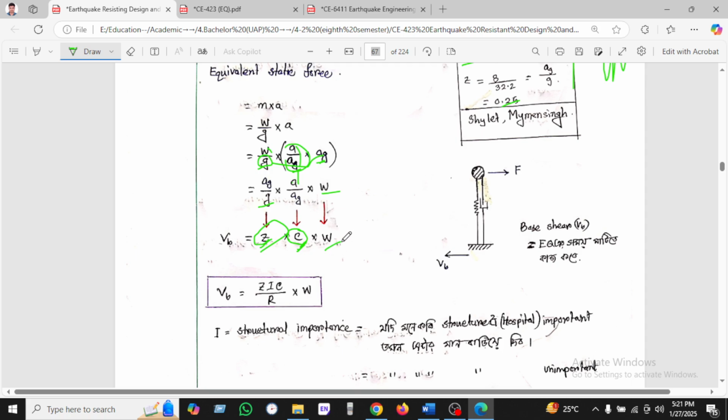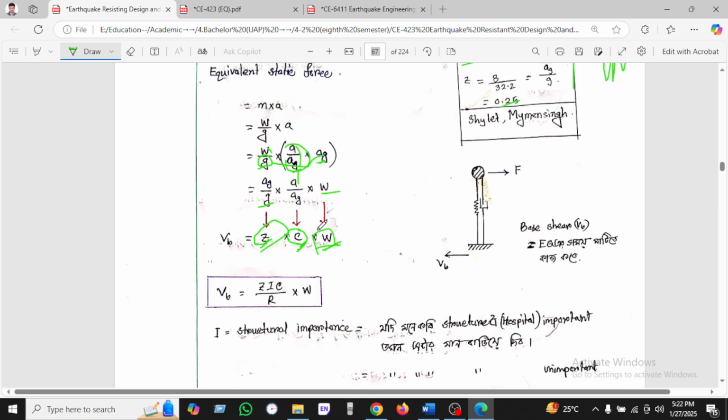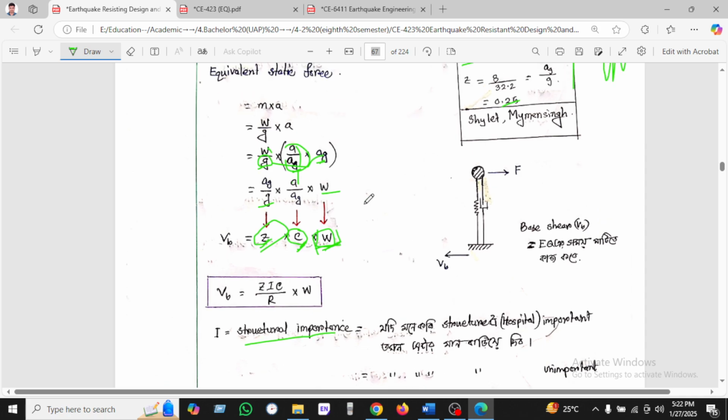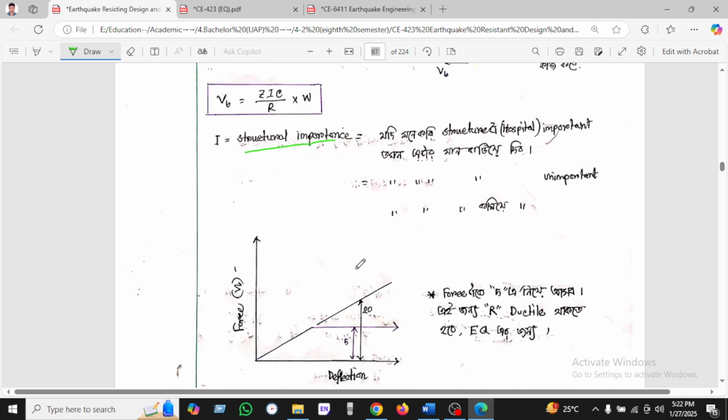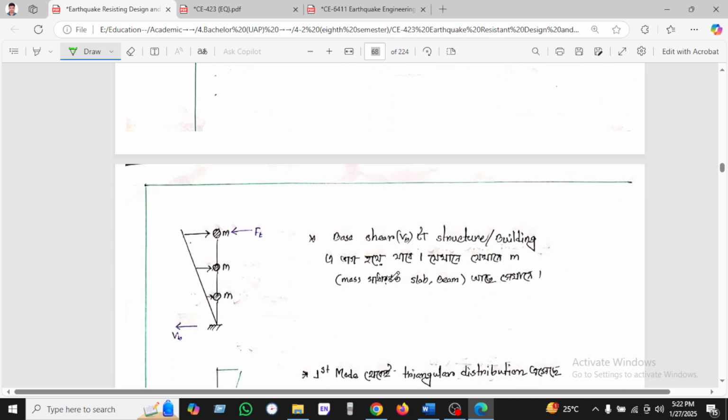And W is nothing but the seismic weight or mass of the building. So we know base shear equal to ZIC by R into W. The structural importance is taken from different zones. Now you can see the displacement and force graph given here.